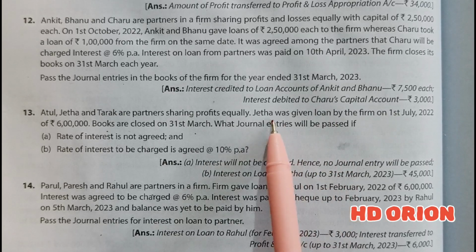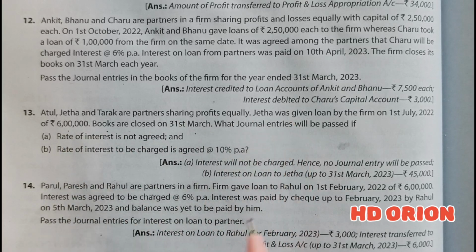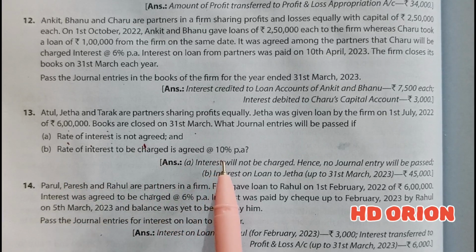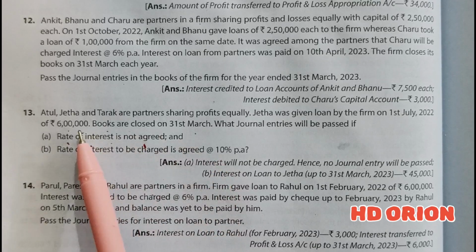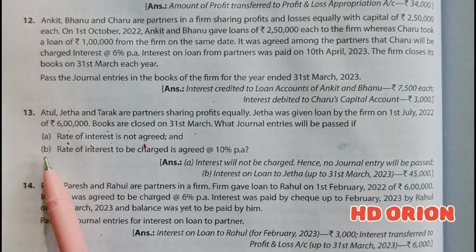Now, Jetha has received a loan from the firm of rupees 6 lakh. Now, on this, the Partnership Act doesn't recommend any rate of interest. Fine, and therefore, if there is no partnership deed stating the rate of interest on such loan, no interest will be charged for this because rate of interest is not agreed. Partnership deed doesn't carry any rate of interest for such loan and therefore no interest will be charged on point A. Whereas there is a partnership deed which states that on such type of loan 10% interest per annum is to be charged. So we will pass journal entries only for point B.